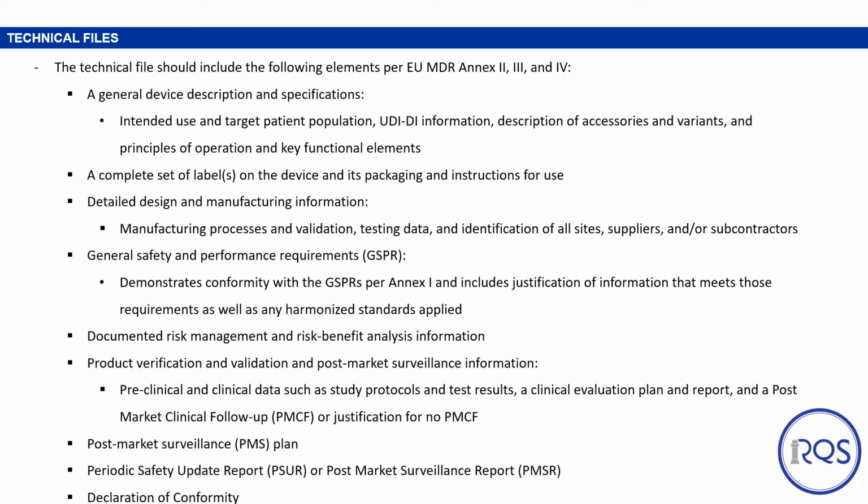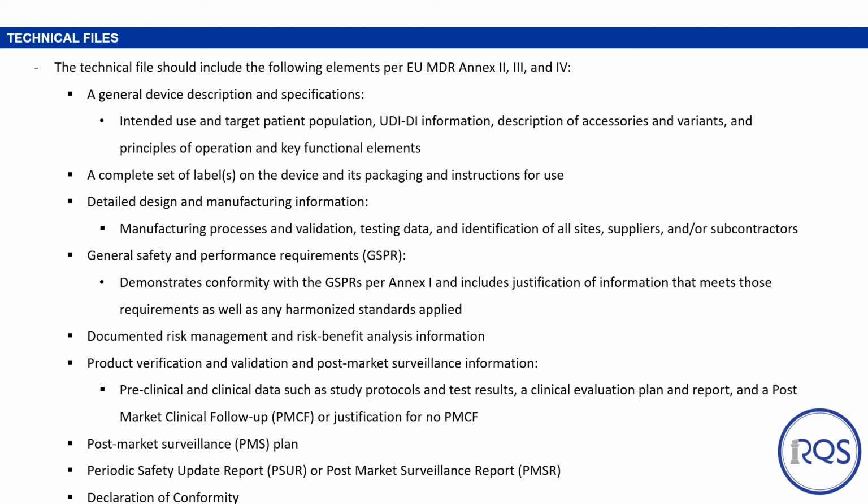First, it should include a general device description and specifications. This includes information related to the intended use and target patient population of the device, UDI/DI information, description of accessories and variants, and any information related to the principles of operation and key functional elements. Next, the technical file should include a complete set of labels, both for the device and its packaging, along with its instructions for use. The technical file should also include detailed design and manufacturing information that includes manufacturing processes and their validation, final testing data, and the identification of all sites, suppliers, and/or subcontractors.